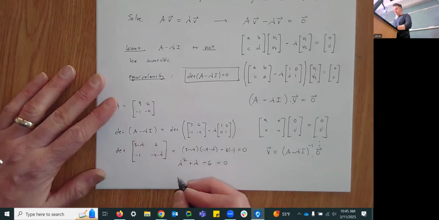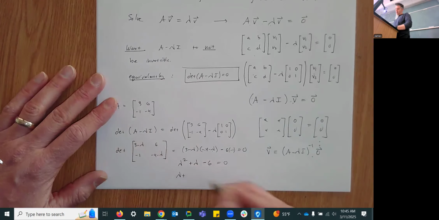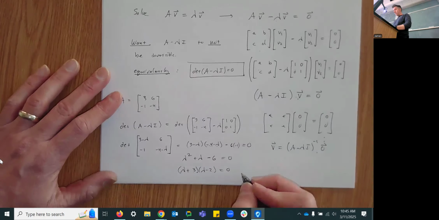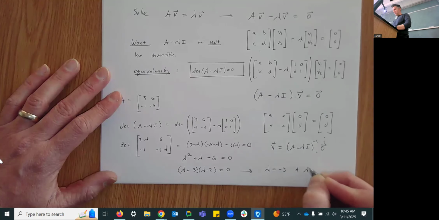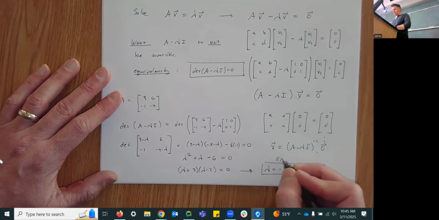Here this factors nicely. It factors as lambda plus 3 times lambda minus 2 equal to 0. So our eigenvalues are lambda equal to -3 and lambda equal to +2. These are our eigenvalues.